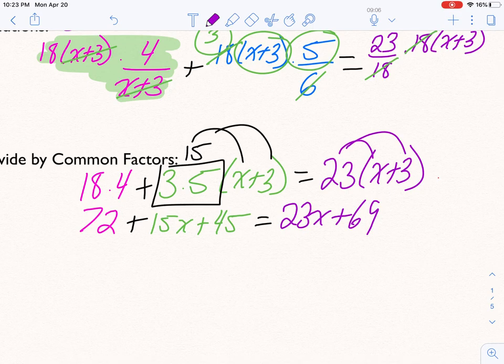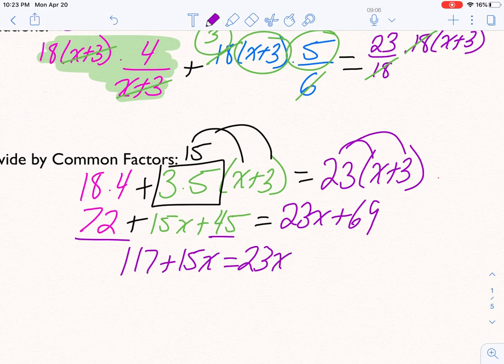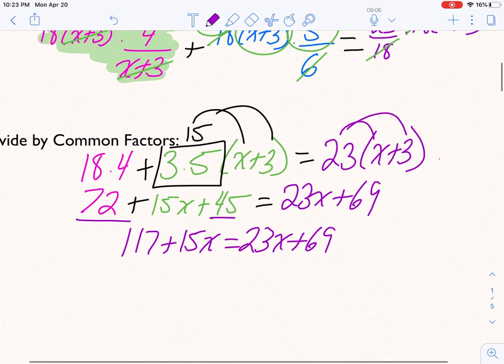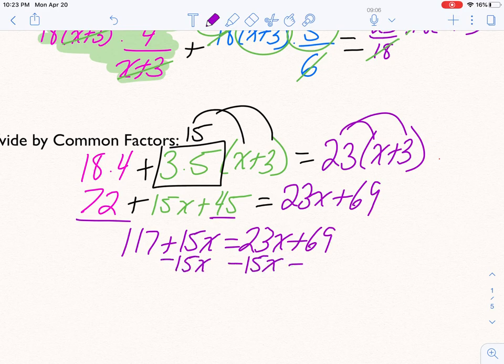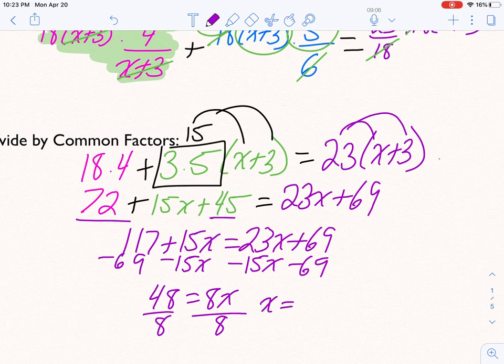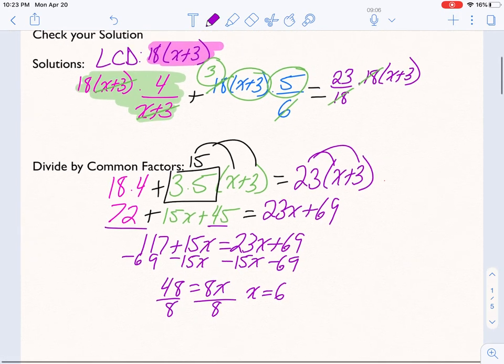So now I'm going to combine like terms. Over here on my left side, I've got 45 and 72, which should be 117, plus 15x equals 23x plus 69. And now I'm going to solve. So I get all my x's on one side by subtracting the 15x over, and all my constants on the other side by subtracting the 69 over, which is going to give me 48 equals 8x. Divide by 8, and I get what I believe is my answer of x equals 6.